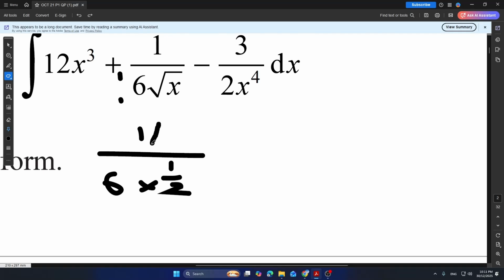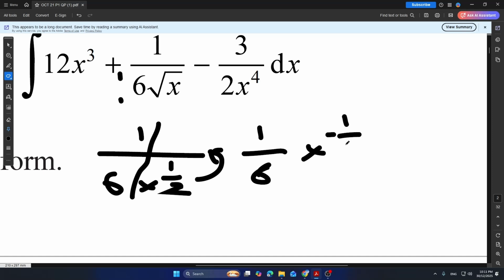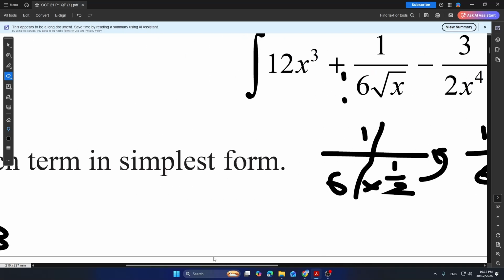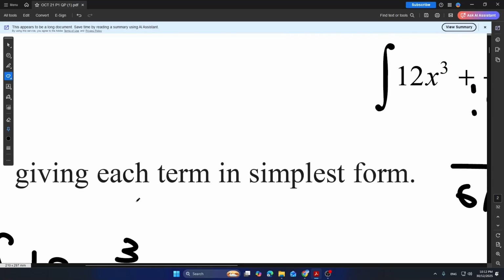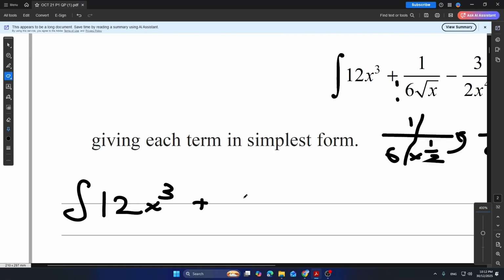Now we can do one thing. We can split this fraction into 2 parts. So we can write 1 over 6, and we can bring the x power 1 over 2 up here. I can write 1 over 6 x power minus 1 over 2. If I'm bringing the x power 1 over 2 to the numerator, up from down to up, we have to change the sign. So it's positive, now I make it minus. So 1 over 6 x power minus 1 over 2. So we're going to write this as 12x cubed plus 1 over 6 x power minus 1 over 2.